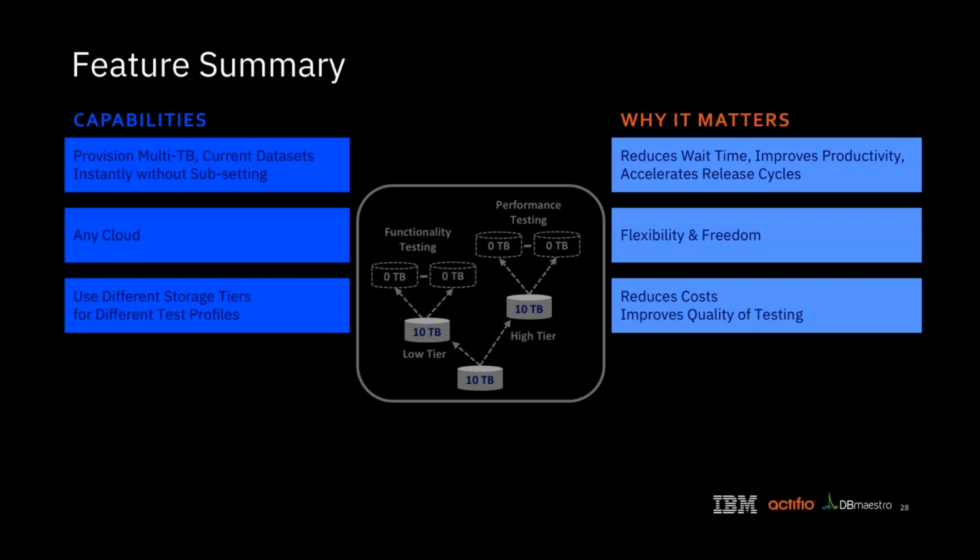Maybe in the early stages you use very inexpensive storage that has less performance, but that's okay. And then later down the development pipeline, we want to use very fast storage, say flash storage, because that's more representative of a production environment, so that we can test in a very production-like instance.